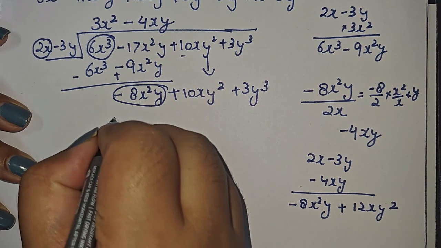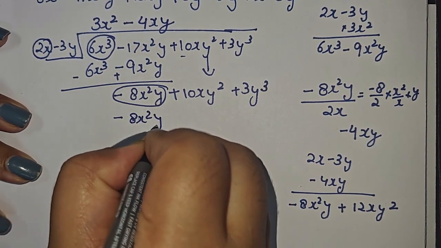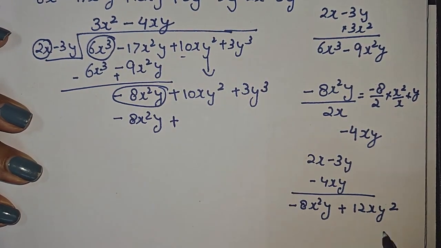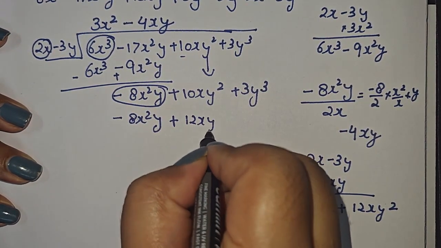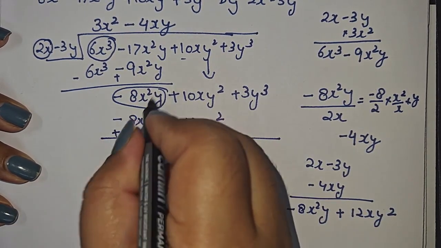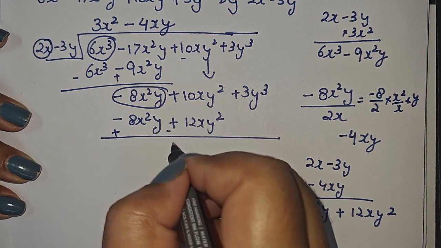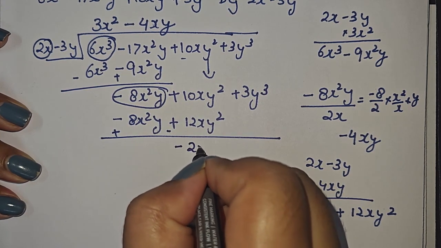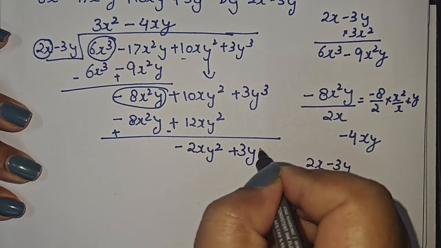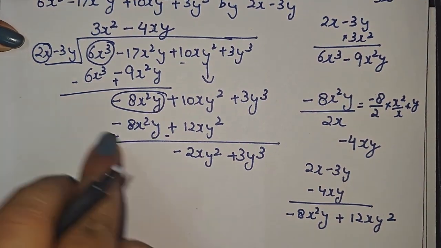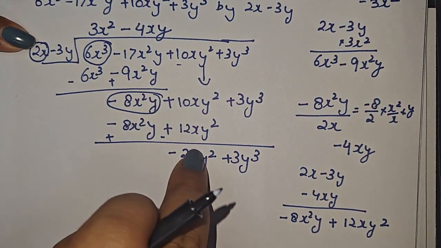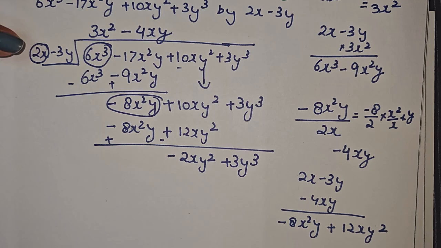Let's start putting it. This one will come under here. Now xy square will be here, plus 12xy square. Let's change the sign. This one will cancel out. This is negative, this is positive. We have minus 2xy square, and the remaining we will bring here. We can still solve it further since we have x to the power 1 here also.